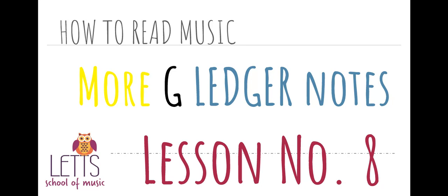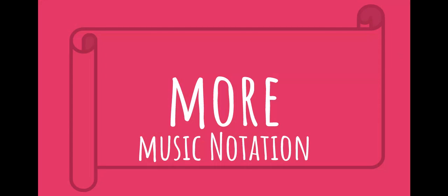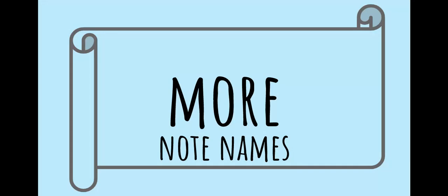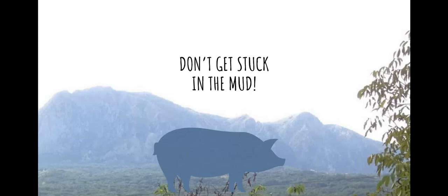In today's lesson we're going to go into more depth about the Gs on the ledger lines. So we're going to do the note names on the staff and the piano for the treble and bass clefs, all for the G notes. So we've got more music notation and more note names: note names on the piano, the staff, and connecting the two together.